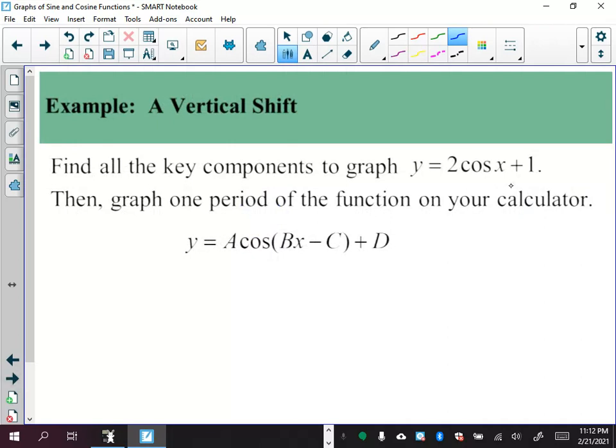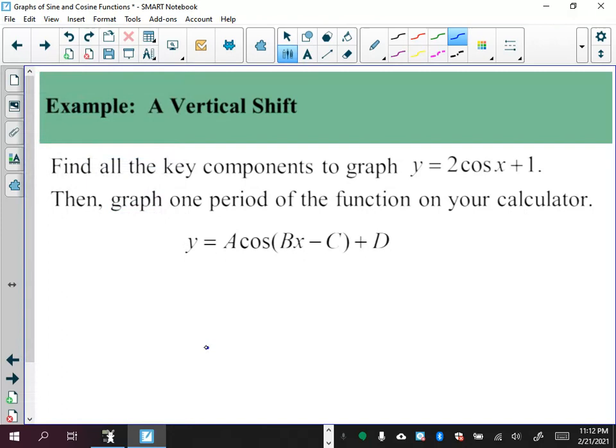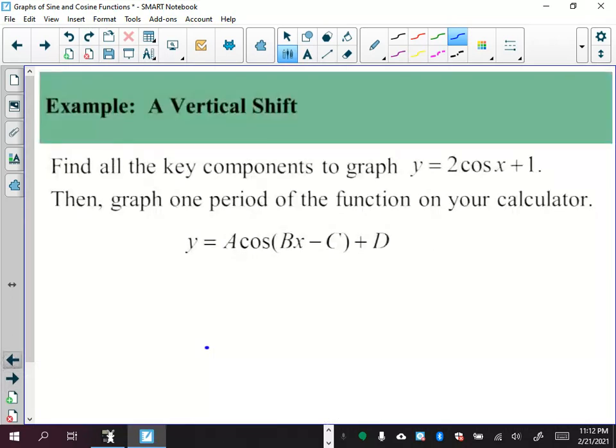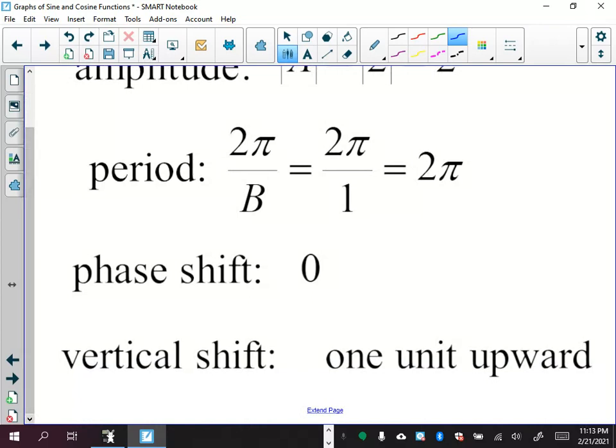So find all the key components to this graph and then graph one period on your calculator. As we go through this, we're going to be doing the same things that we've been doing beforehand. We are going to find your amplitude, your period, and your phase shifting. All of that's going to be the same. If you take a look here, notice that we're not adding or subtracting anything to that x, so we don't have any phase shifting at all whatsoever. The new piece is this piece right here, that 1. So we have a vertical shift and we're going to move everything 1 up.